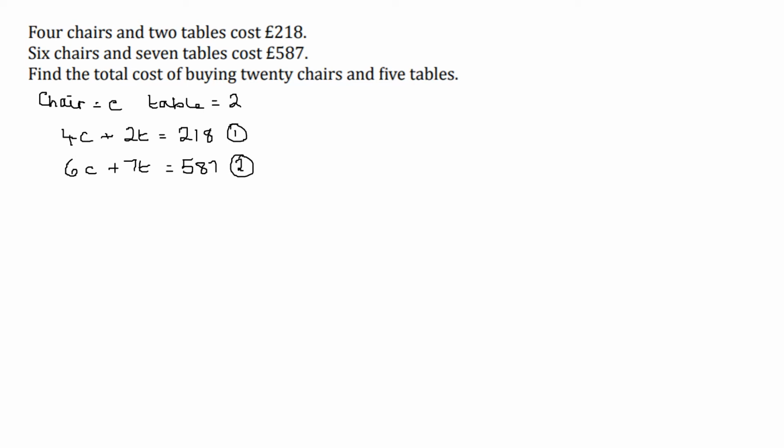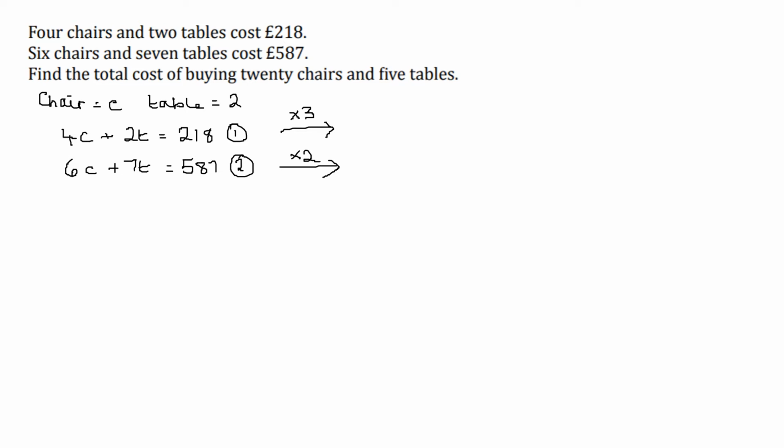Now I don't have a variable where the coefficients are the same, so I'm going to need to multiply by something. In fact, I'm going to need to multiply both equations by something to get to a point where I can actually eliminate something. So I'm going to eliminate my C's. The lowest common multiple of 4 and 6 is 12. So I'm going to multiply my first equation by 3, and I'm going to multiply my second equation by 2.